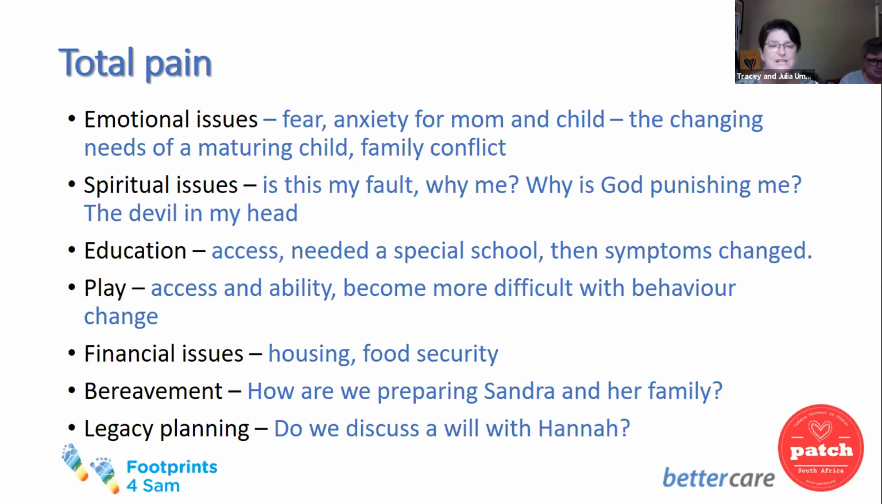Then there's the financial issues we need to think about, because of COVID, the bereavement stuff. Her mum needs to be preparing for her death, but we don't know when that's coming. And then lastly, we need to think about legacy planning. Do we discuss a will with Hannah? Do we discuss what she wants for her funeral when the time comes?